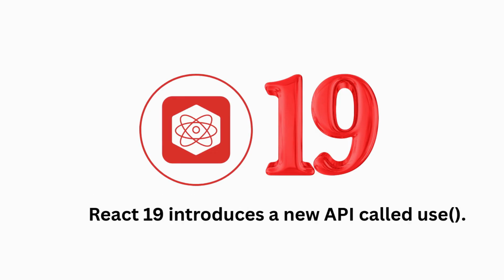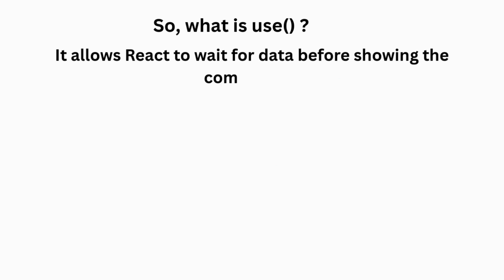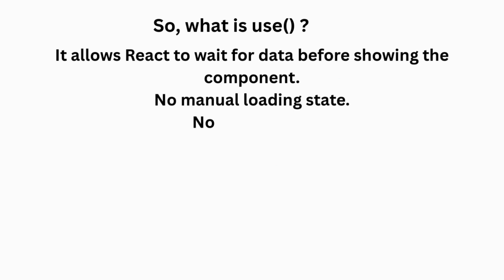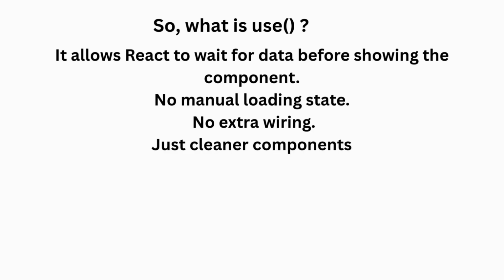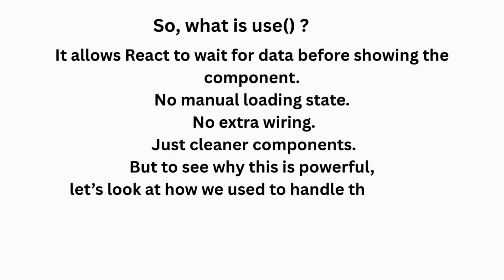React 19 introduces a new API called use, and it completely changes how we handle async data in components. So, what is use? It allows React to wait for data before showing the component. No manual loading state, no extra wiring, just cleaner components. But to see why this is powerful, let's look at how we used to handle this before.